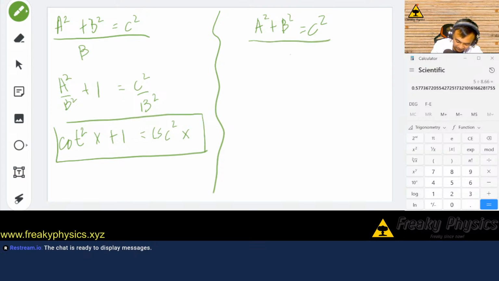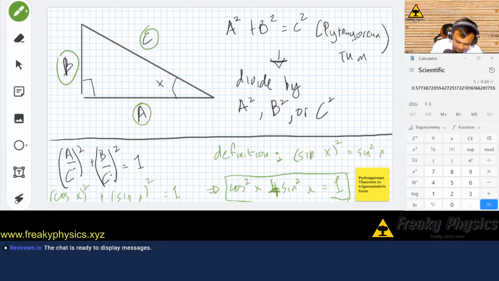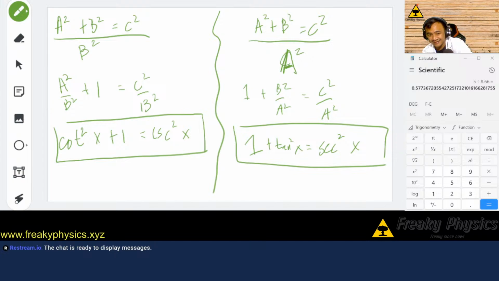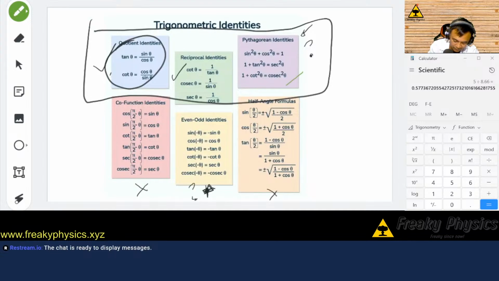Now on this other side, if we divide everything by a squared, it's going to be 1 plus b squared over a squared equals c squared over a squared. Another way of writing it: c over a would be secant, so that's sec squared x here, and then 1 is still here. Then b over a would be tangent. So plus tangent squared x. So this is another form of the Pythagorean theorem in trigonometry. If we go back here, we have these 3 formulas.